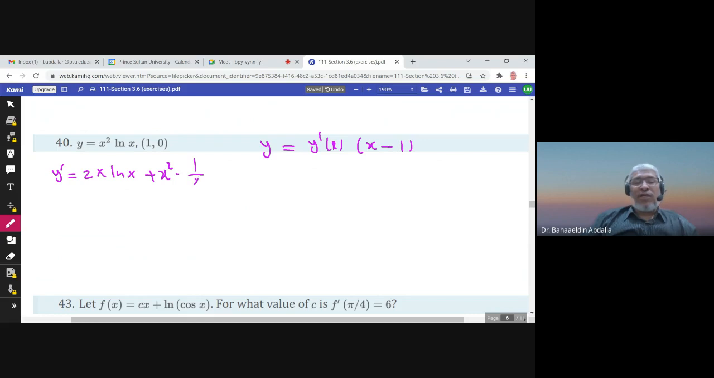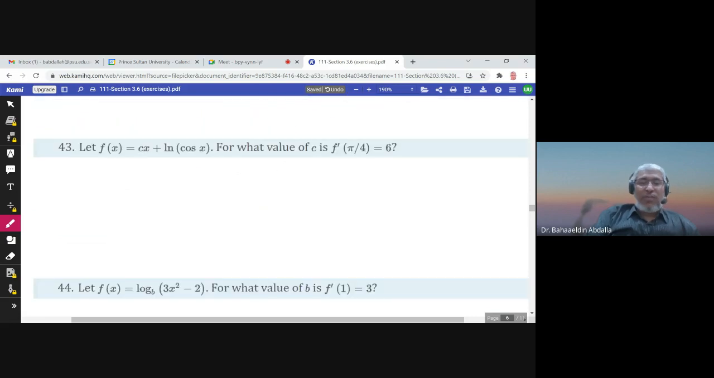Derivative of ln x is 1 over x. Now y prime of 1 would be replace x by 1. Ln 1 is 0, so this would be cancelled. And this is x squared over x, which is x. So if you replace it by 1, you have 1. So the equation is y equals x minus 1. This is the equation of the tangent line.